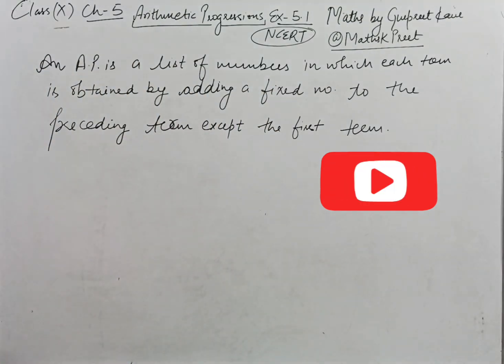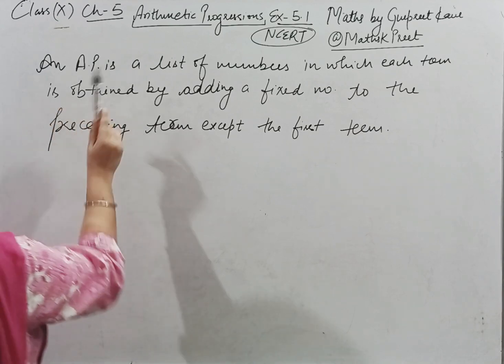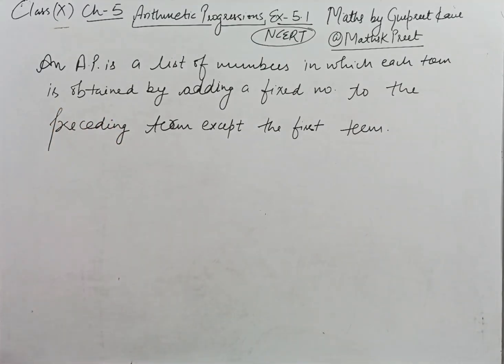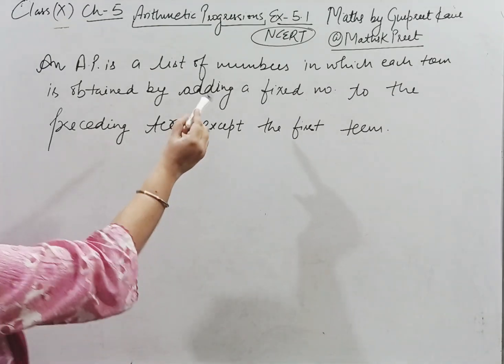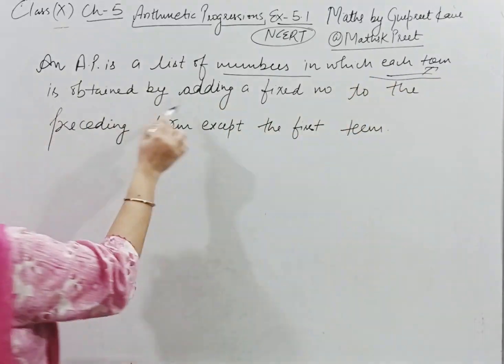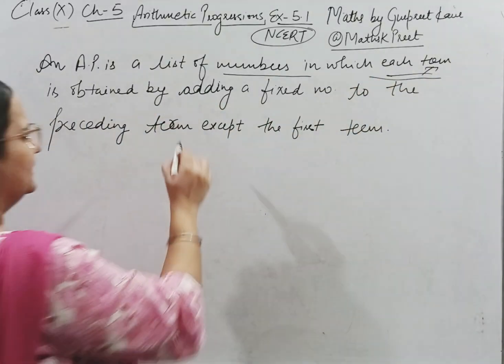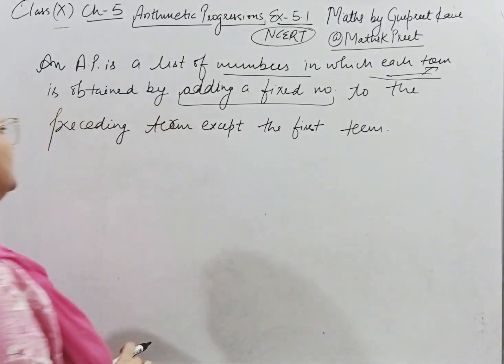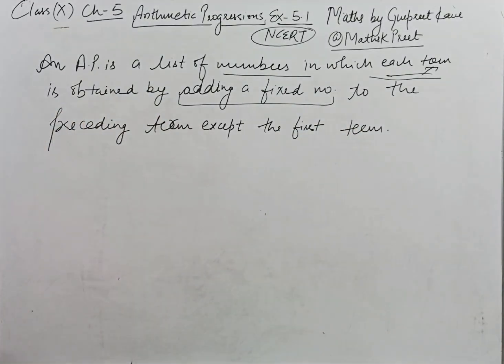Arithmetic progression, also known as AP, is a list of numbers. It is a list of numbers in which each term is obtained by, these numbers are known as terms, each term is obtained by adding a fixed number to the preceding term, except the first term.